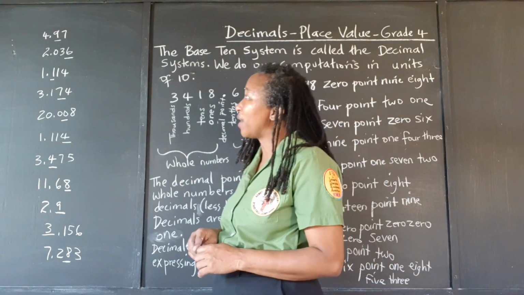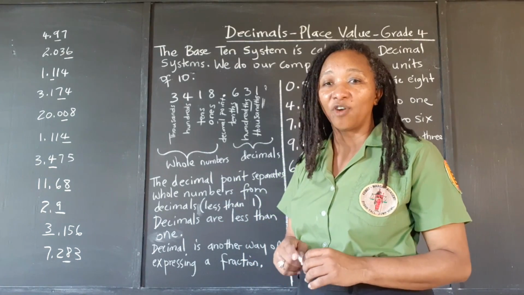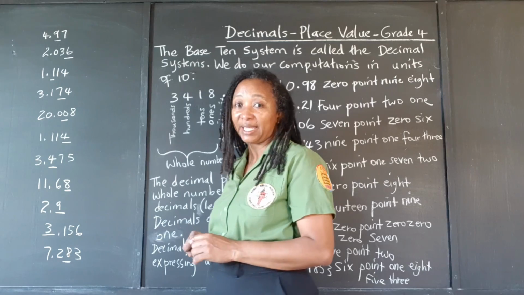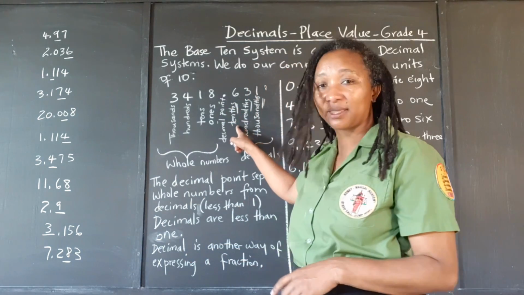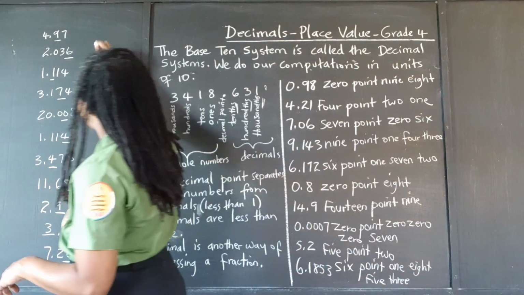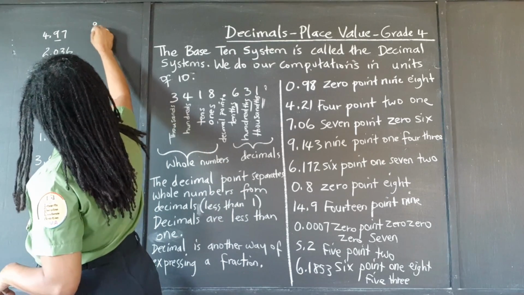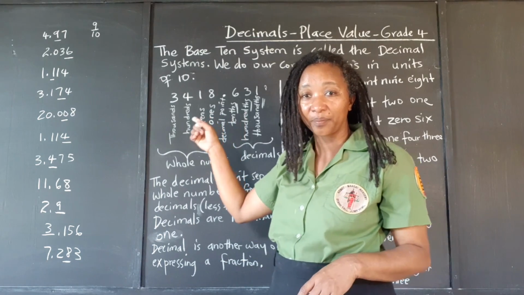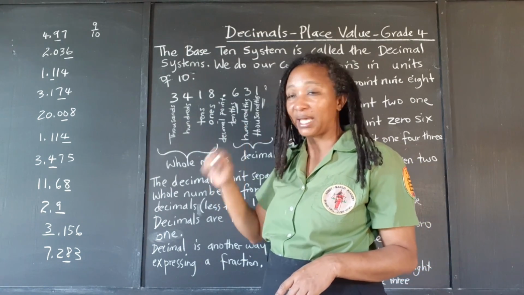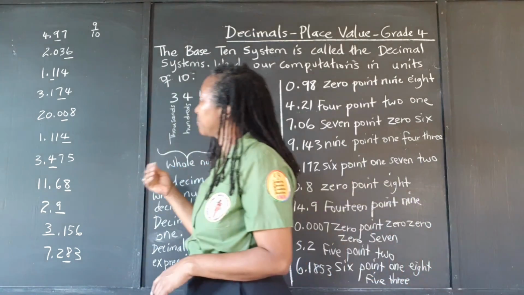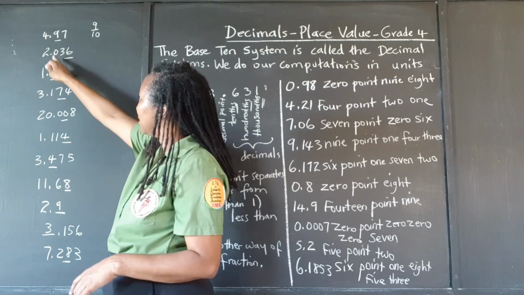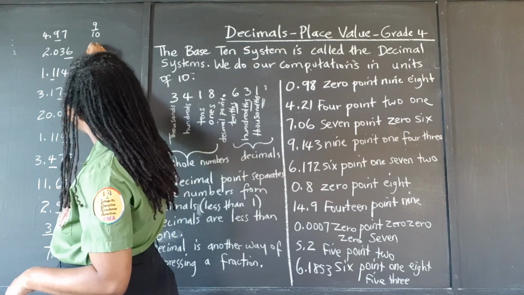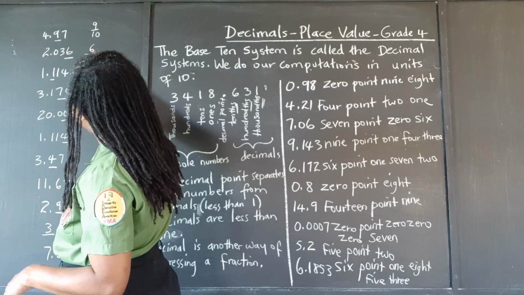So we have 4.97, and I've underlined the 9. What place is the 9 in? It's in the tenths place, right? So we'll express that as 9/10. That's the actual value of that 9. It's in the tenths place, so it's 9/10. The 6 is in the tenths, hundredths, thousandths place. So the 6 will be 6/1000.